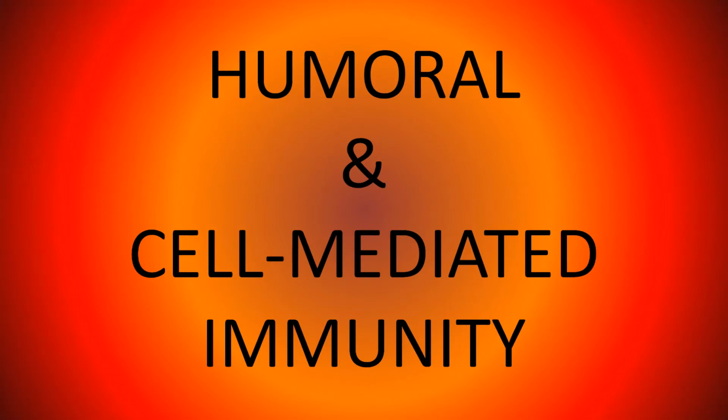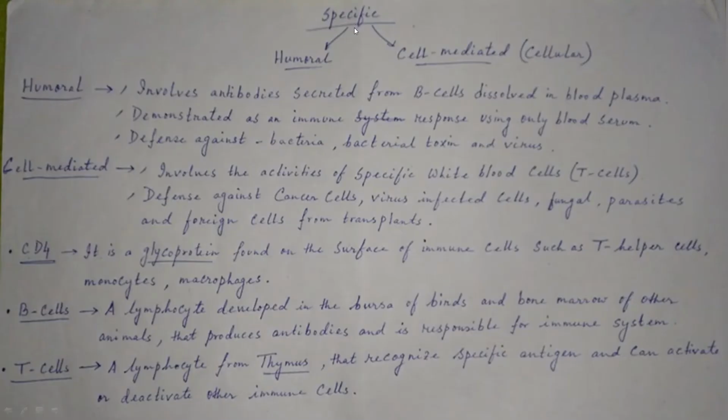So, the acquired immunity is always specific in nature. It is very much specific to the specific pathogen or to the specific foreign particle. So, acquired immunity is specific, and the specific is actually humoral and cell mediated. They are of two types: humoral and cell mediated immunity, or cellular immunity.